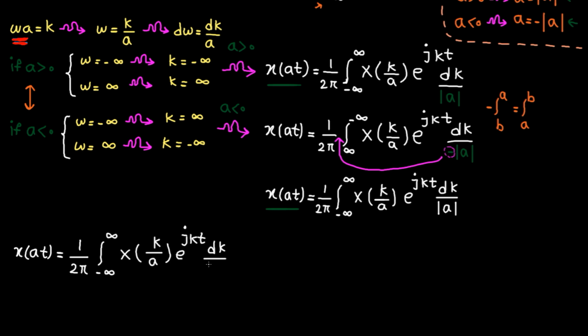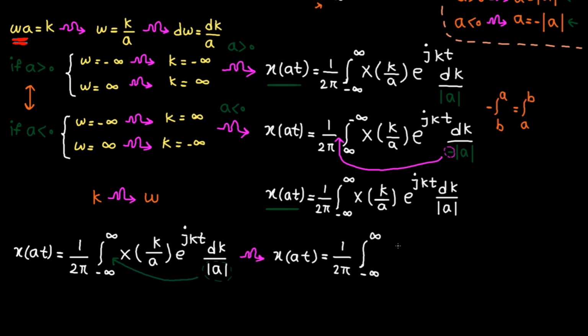The integral variable k is just a name. You can call it whatever you want. I'm going to call it omega again, and I'm going to bring this to the front. Here we go. Again, I'm replacing all k's with omega.